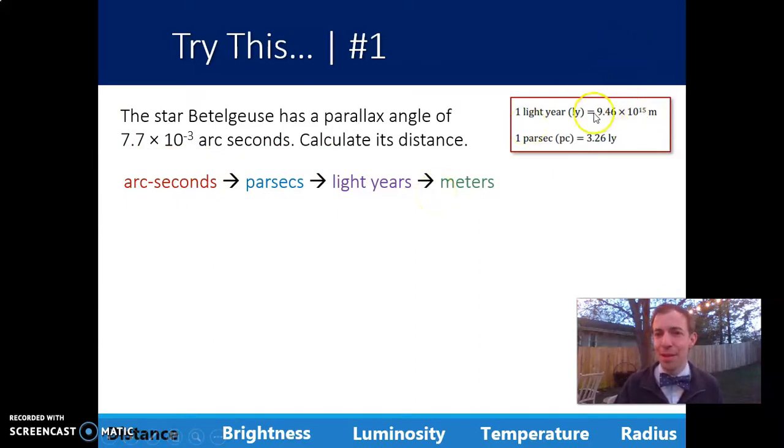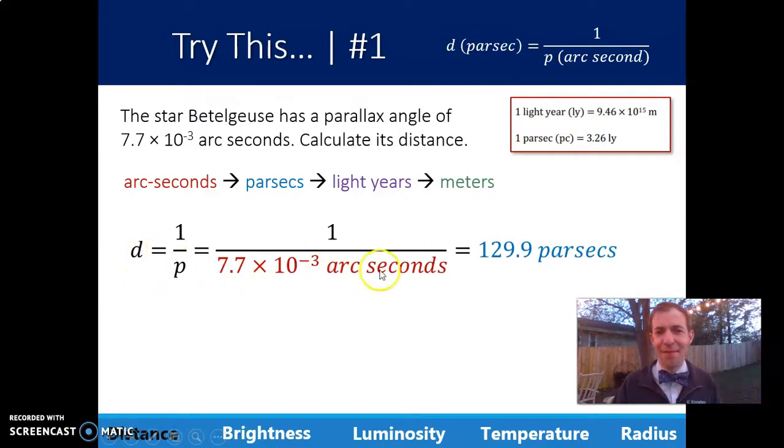Here, I give you the relationship from parsecs to light years. Then you know the relationship from light years to meters. And you know that this relationship, the distance in parsecs, is 1 over arc seconds. So you should be able to take the arc seconds, turn it into parsecs, parsecs into light years, and then light years into meters. If we plug that in to find the distance in parsecs first, we have 129.9, about 130 parsecs. Now, of course, I want to know that in meters.